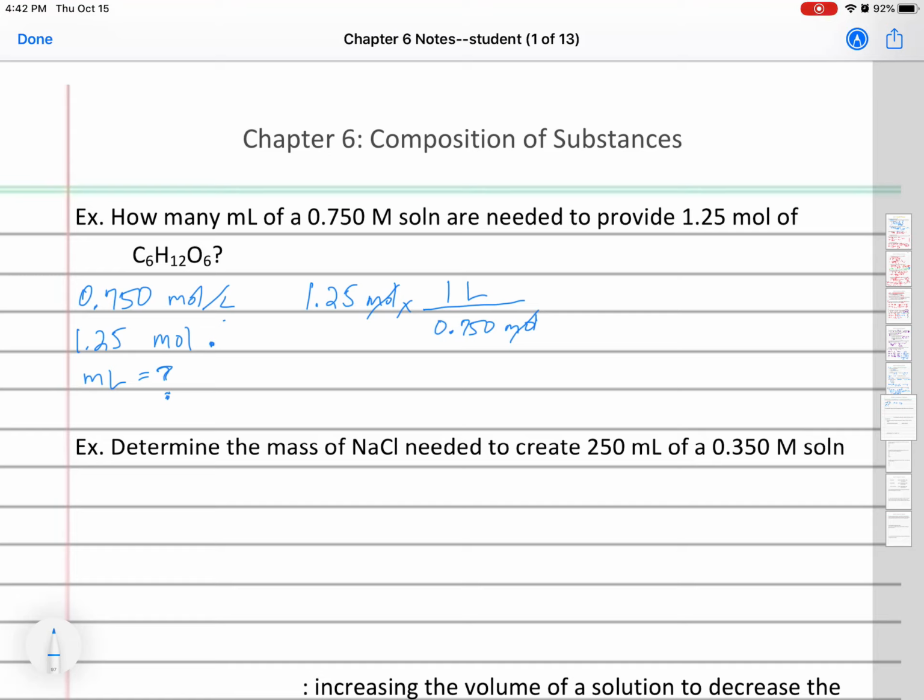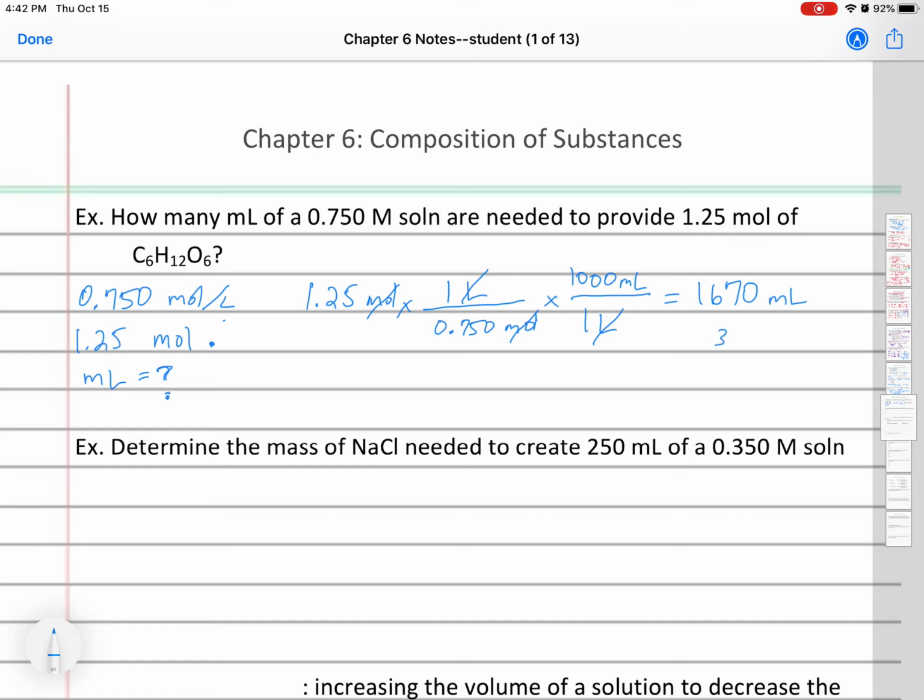My moles will cancel out. Now I'm going to have units of liters, but I want units of milliliters. So I'm going to convert liters to milliliters. There's 1,000 milliliters in a liter. And this will tell me how many milliliters. So the answer, 1.25 divided by 0.75 times 1,000 is 1,670 milliliters.